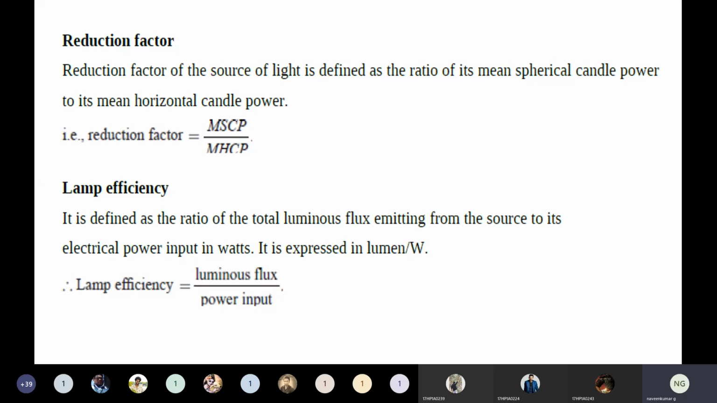You are considering a source, you are having some power input radiated into the surface, that is in the terms of some luminous flux. So that is the output, source input. So output to input. So that is how you are defining lamp efficiency. The unit, or it is usually expressed in lumens per watt.